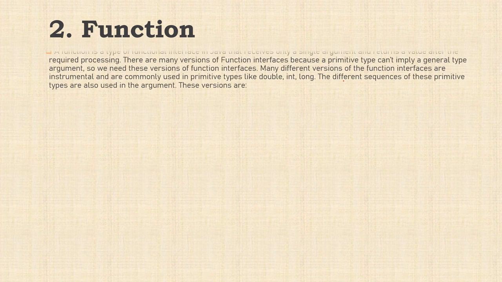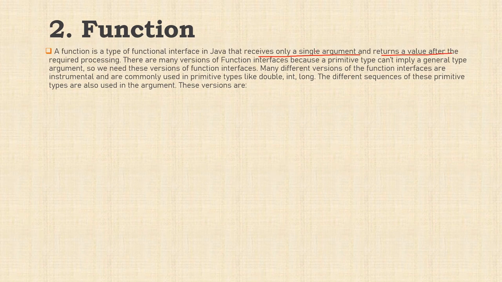Function is a type of functional interface in Java that receives only a single argument and returns a value after the required processing. So it takes only one argument and returns a value, after the required processing, that means after the calculation. In the previous case, Predicate, it was taking input but returning a boolean value. But in this case it's taking input but returning a value. The value may be integer, string, double, according to the requirement. It may be any custom class.